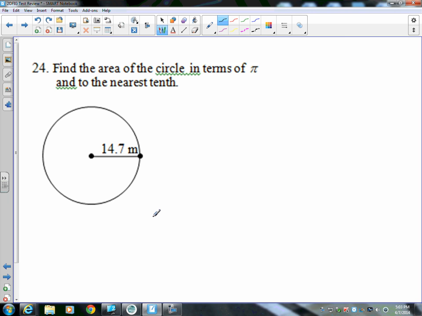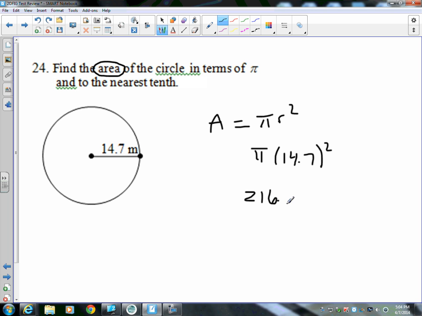It says find the area of a circle in terms of pi and to the nearest tenth. So this is the exact same thing as number 22 and 23, except this time we're looking for area. The area of a circle is pi r squared. So we can plug in radius, because we already know it, pi times 14.7 squared. If you plug 14.7 squared in the calculator, you end up with 216.09 or 216.1 pi. This is in terms of pi. Plug it into the calculator, 216.1 pi, and we end up with 678.89 or 678.9. And this is rounded to the tenths.